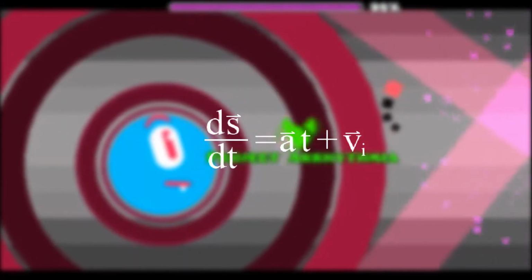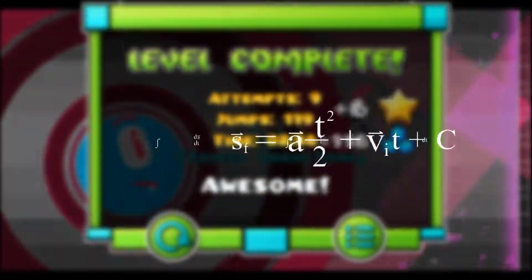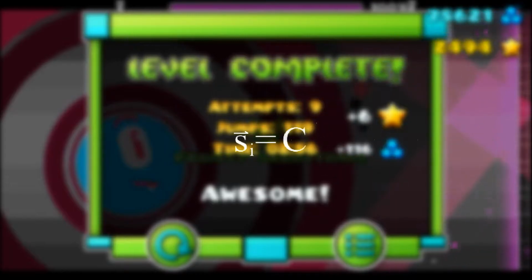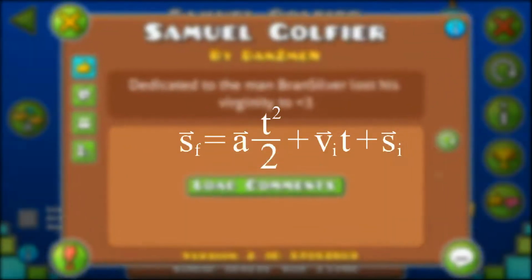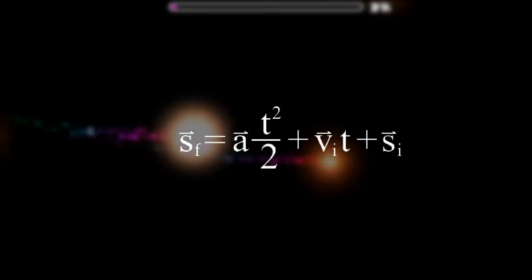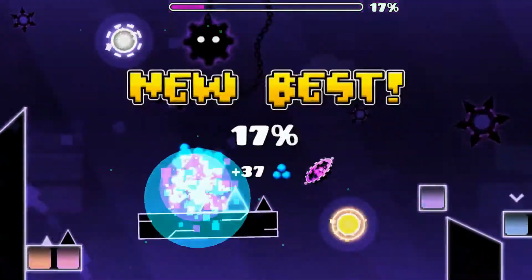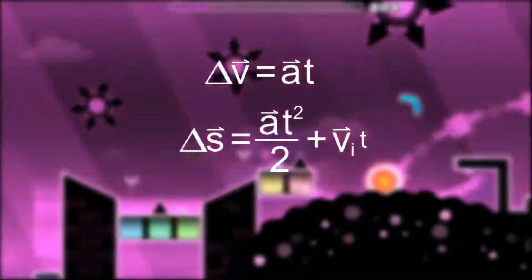However, we can still continue on because we still haven't solved the differential equation. We've only solved it for velocity. So what we have now is that if we take the integral with respect to time once again, we find that the final displacement is equal to the acceleration times the time squared divided by 2 plus the initial velocity times time plus the initial displacement. With that, we can finally describe the motion of objects in uniform acceleration. Delta V is equal to AT, and delta S is equal to AT squared divided by 2 plus V_i T.